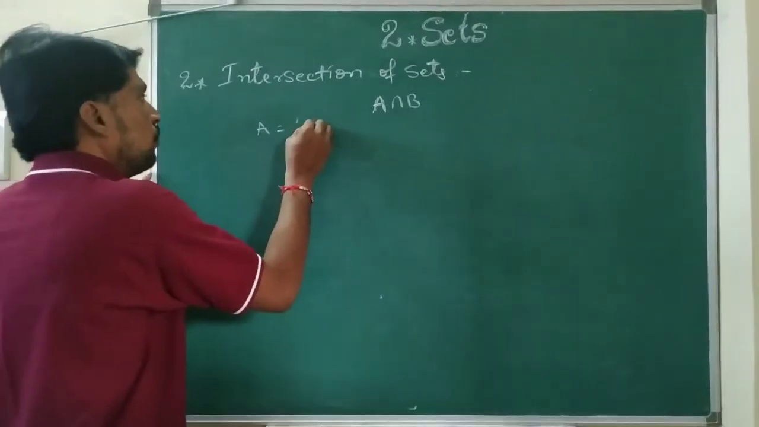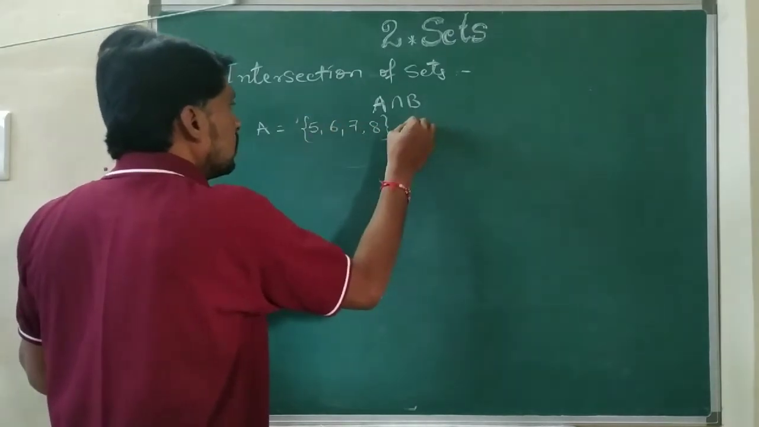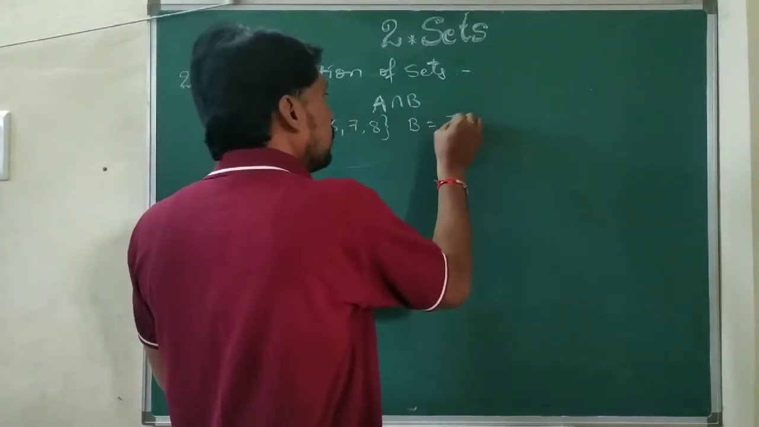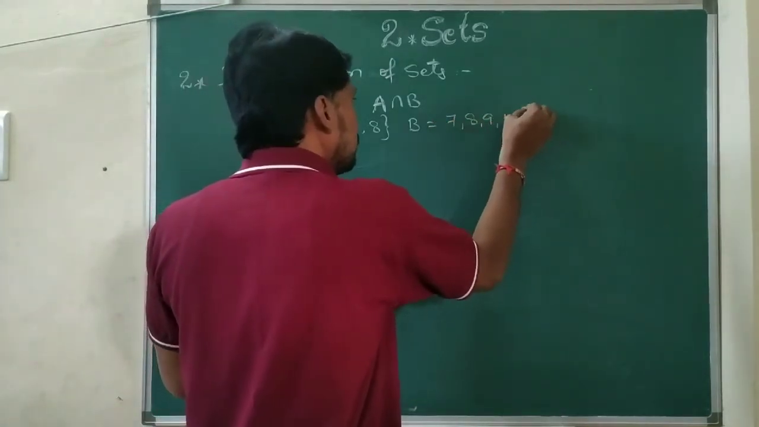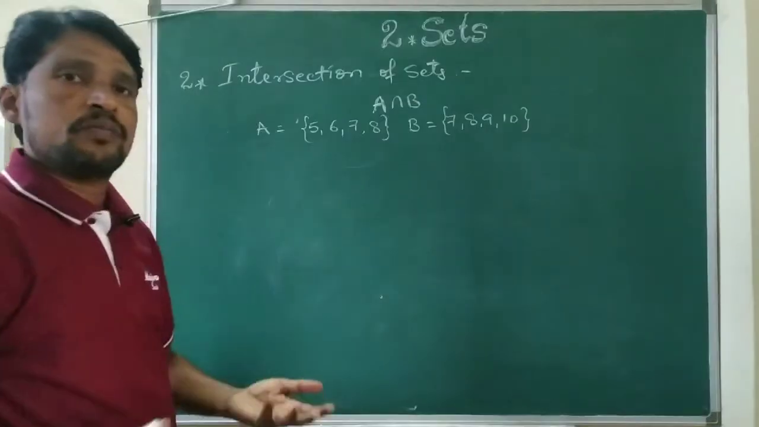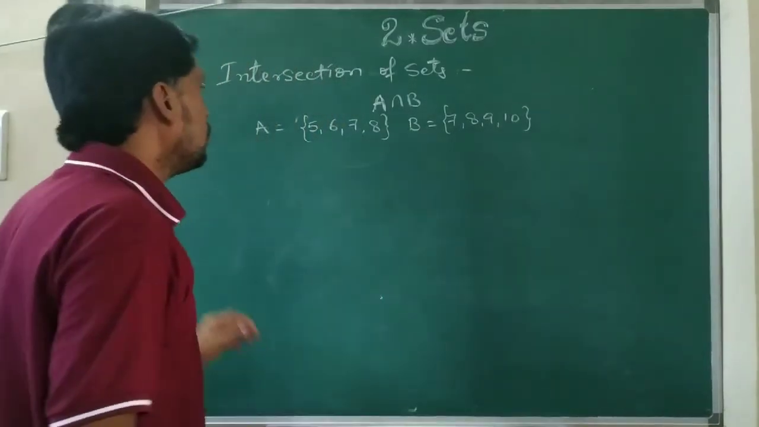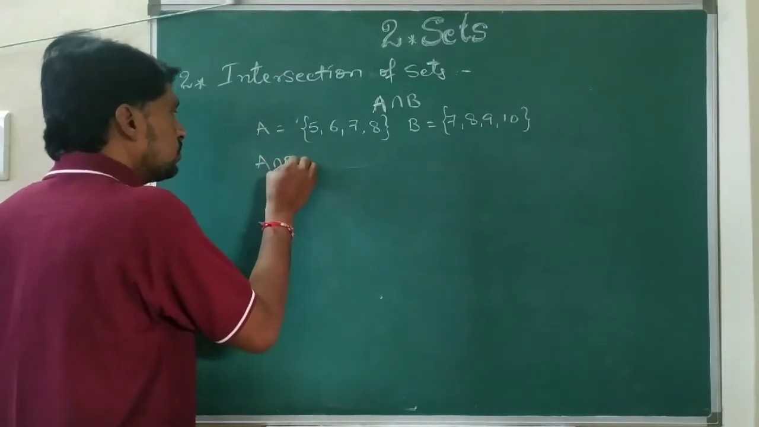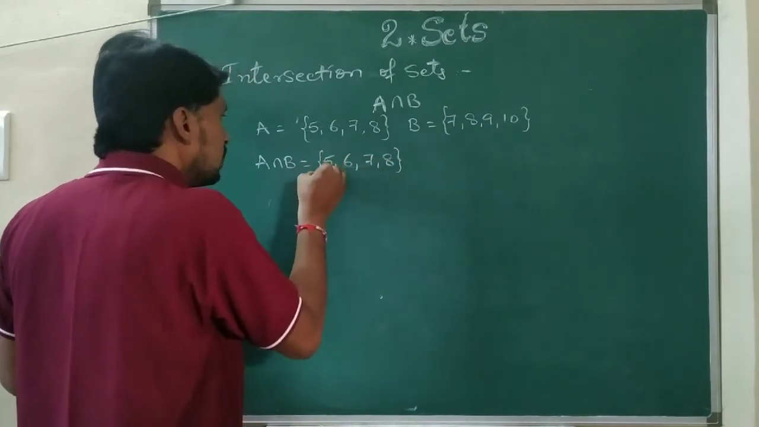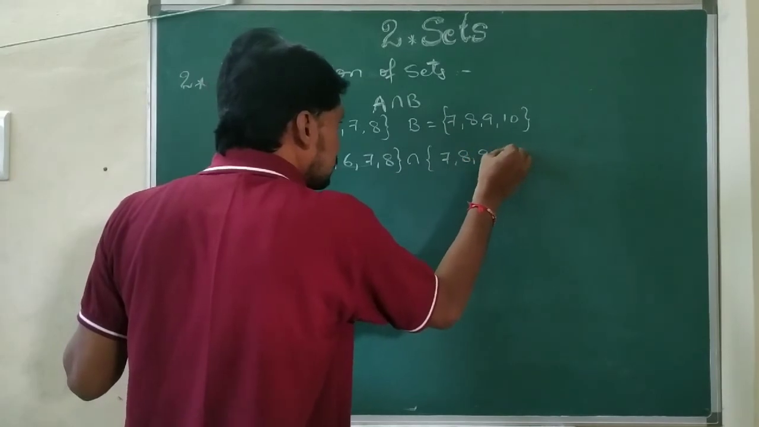So one example: A equal 5, 6, 7, 8. B equal 7, 8, 9, 10, I am taking; anyone you can take. So what is A intersection B? Intersection means nothing but the common elements; those common elements we should write. So A intersection B equal, A means 5, 6, 7, 8, intersection 7, 8, 9, 10.